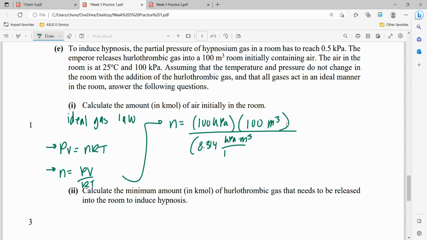Times meters cubed over kilomoles times Kelvin. And our temperature is 25 degrees Celsius. To turn it into Kelvin, we have to add 273.15. So this gives us, divided by 8.314 times 25 plus 273.15. And this gives us 4.03417 kilomoles. Let's just trim a couple of these values down a bit.